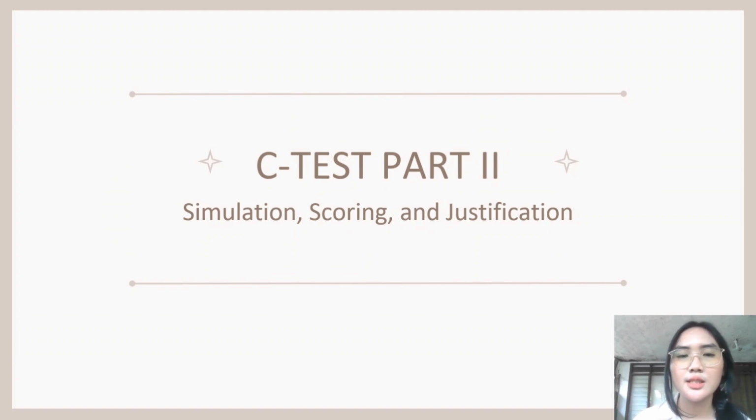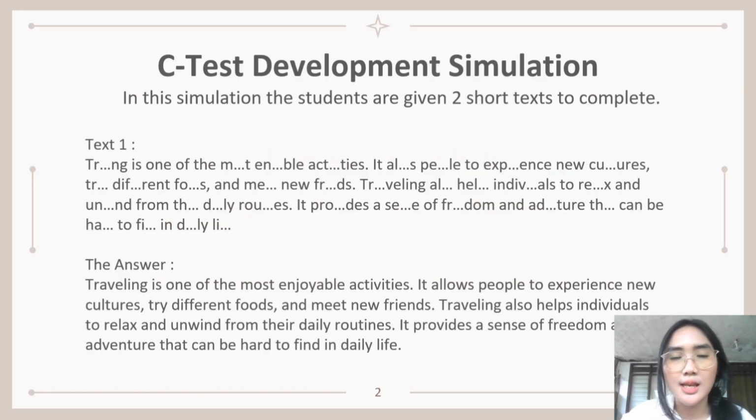So this is C-test part 2 about simulation, scoring, and justification. The next is C-test development simulation. In this simulation, the students are given two short tasks to complete. And this is an example question.